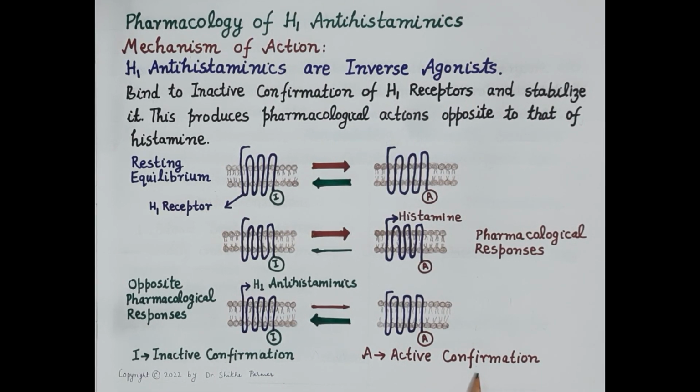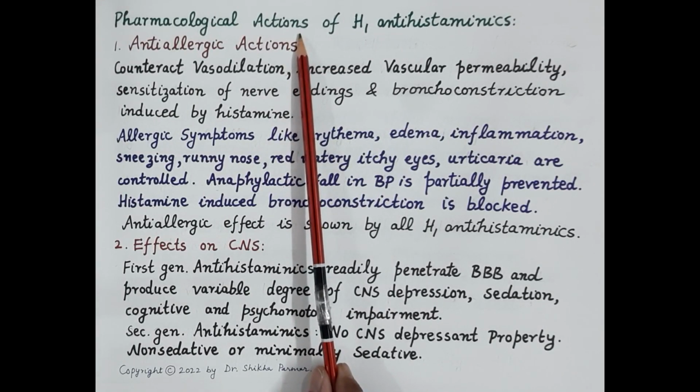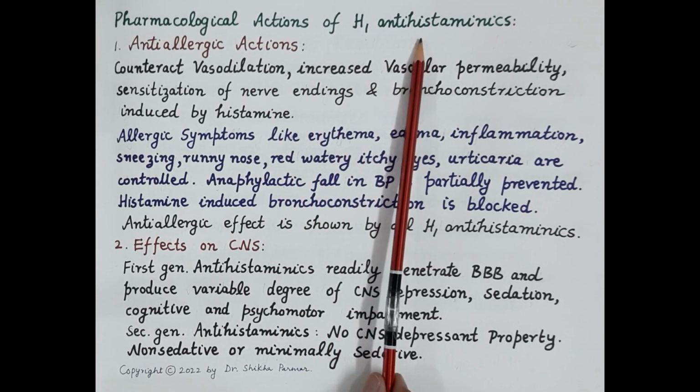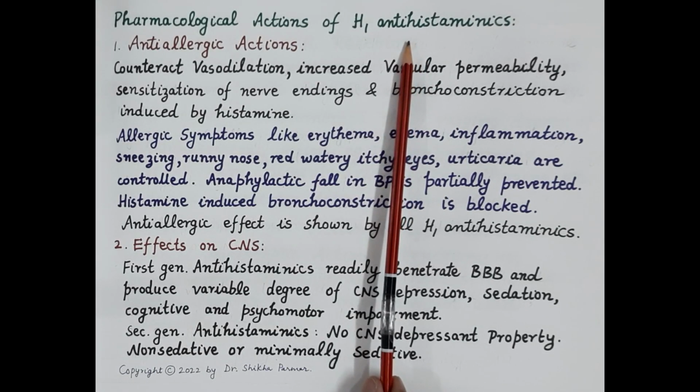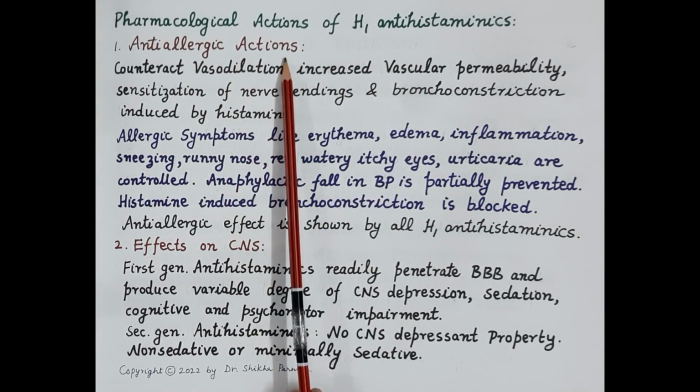Now here I represents the inactive conformation of histamine H1 receptors, and A represents the active conformation of histamine H1 receptors. Now after summarizing actions of histamine mediated by H1 receptors, we can easily interpret pharmacological actions of H1 antihistaminics. Now all H1 antihistaminics, that is first generation as well as second generation, produce anti-allergic action.